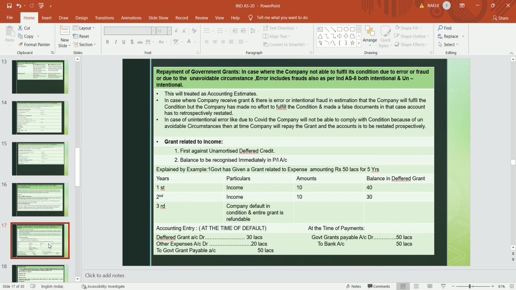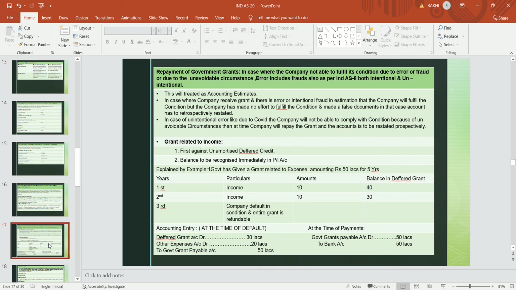So the balance in deferred grant is 40 lakhs, and in the second year it will be another 10 lakhs, and the balance in deferred grant will be 30 lakhs. The company defaults in the third year and the entire grant is to be repaid to the government. So what is the accounting treatment? At the time of default, the company makes the credit of the grant, and the remaining balance is to be debited.